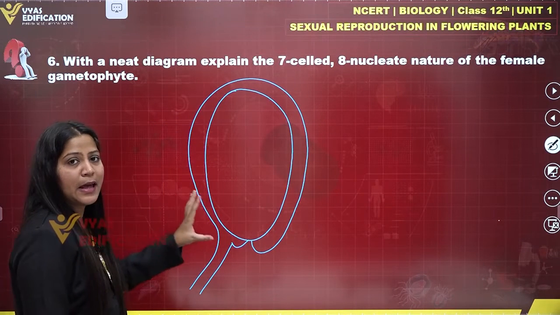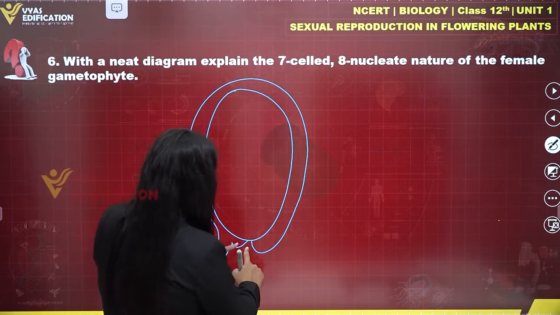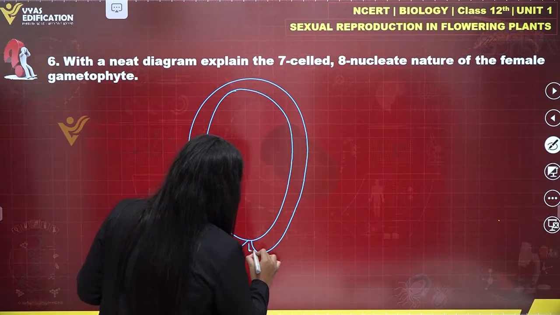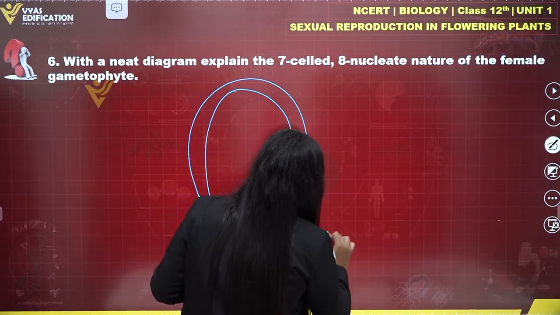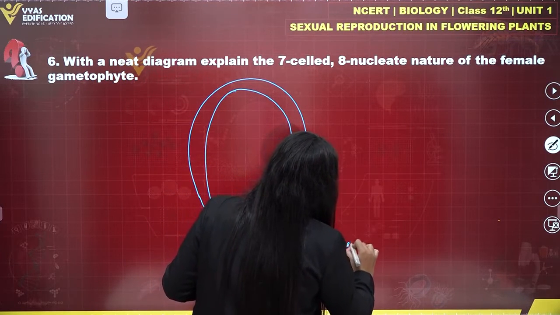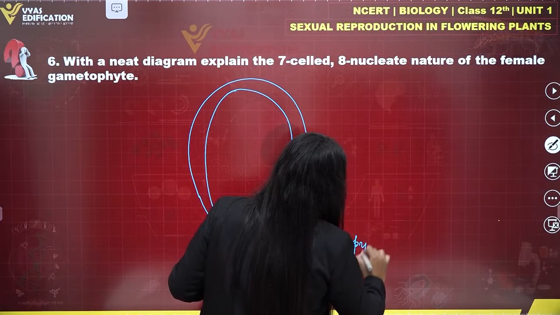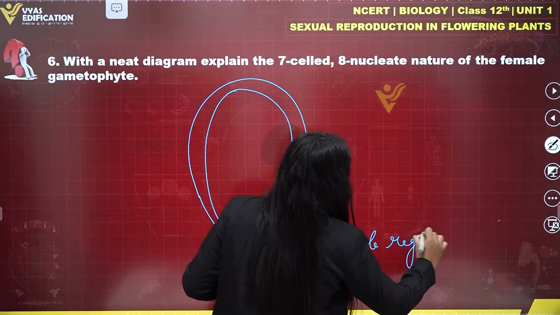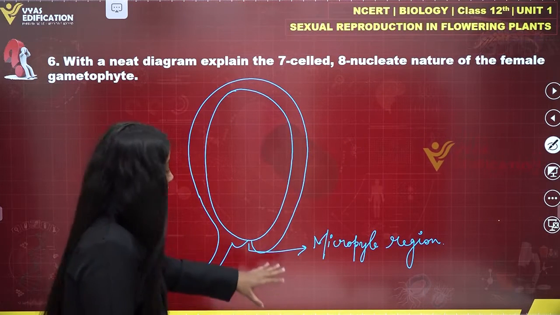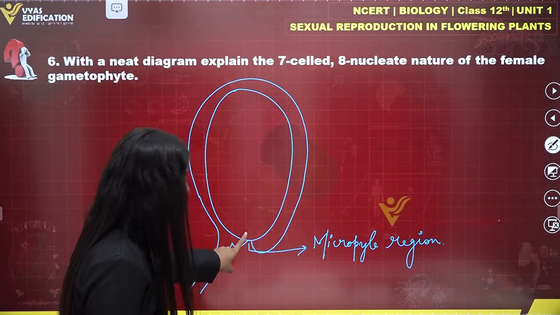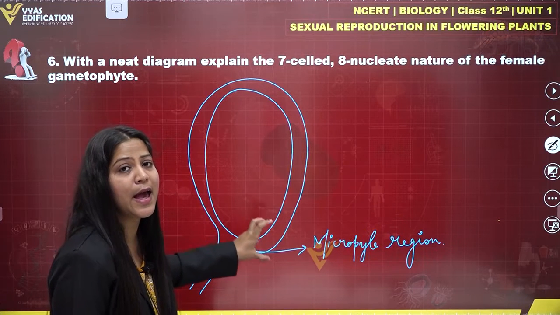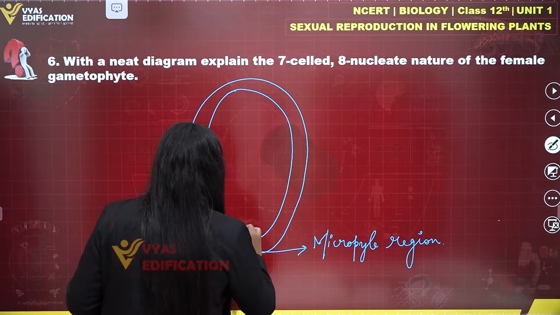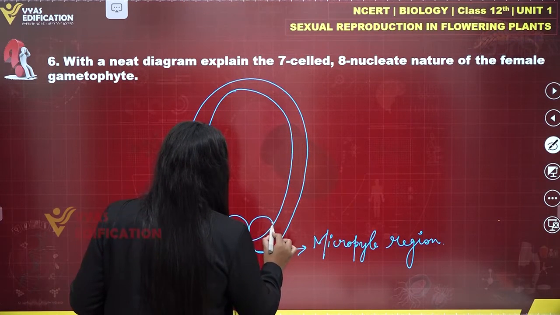Now let's label it once. First of all, this region where the integuments are not covering the ovule is known as the micropyle region. As I said, at the micropyle region there is an egg apparatus consisting of three cells. So I will make three cells over here. These are the three cells.